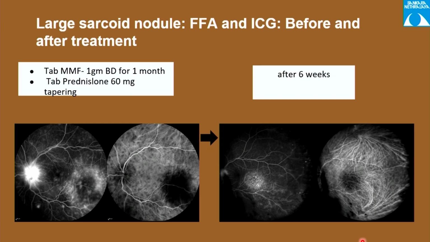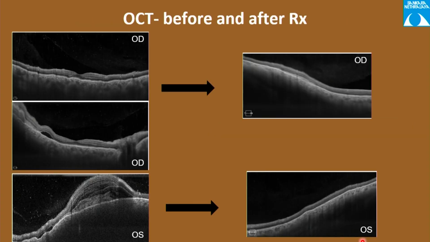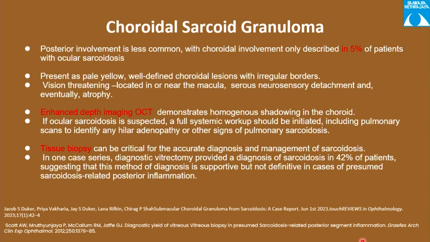You can see very well resolution of the tumor, of the granuloma, and also you can see that overall the generalized retina also appears more healthy, and the lesion has become much localized. This is after 6 weeks. Same thing for the OCT. You can see the hyperreflective dots also have reduced and the granuloma has completely shrunk down.